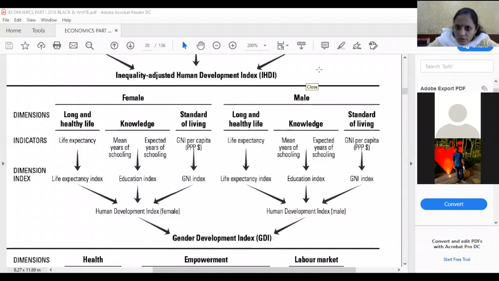Standard of living, education, and all the things. Women are lesser than men, right? Screen is not scroll down. Okay, I have not scrolled down the screen.